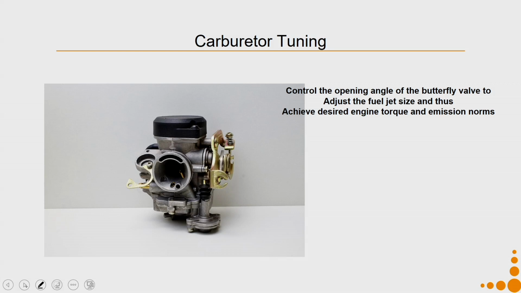Then comes functional optimization of product components. Say, for example, by control, so this is a carburetor used in vehicles. By controlling the opening angle of the butterfly valve, you can adjust the fuel jet size and thus achieve desired engine torque and emission norms. So, all this can be done using this EcoDesign strategy.